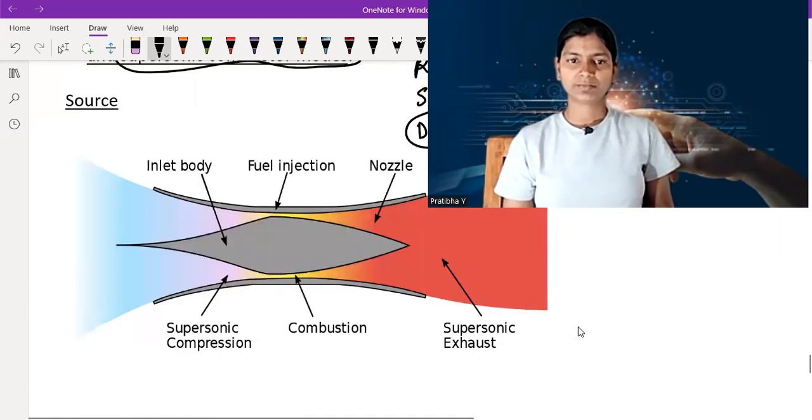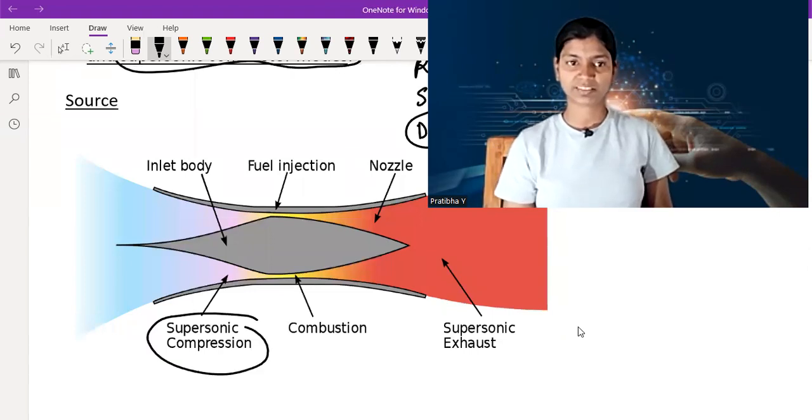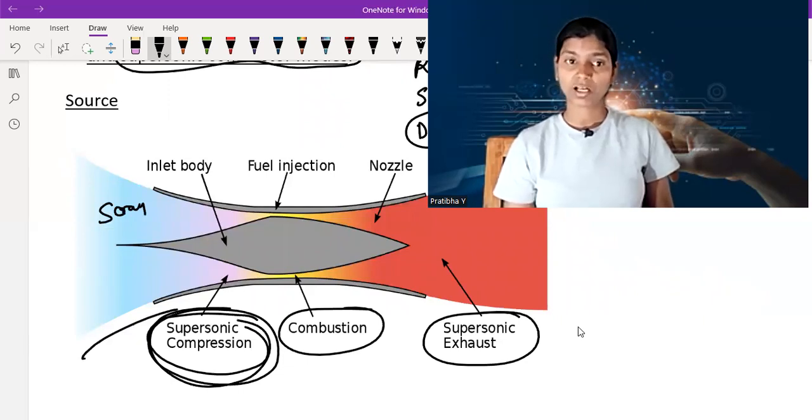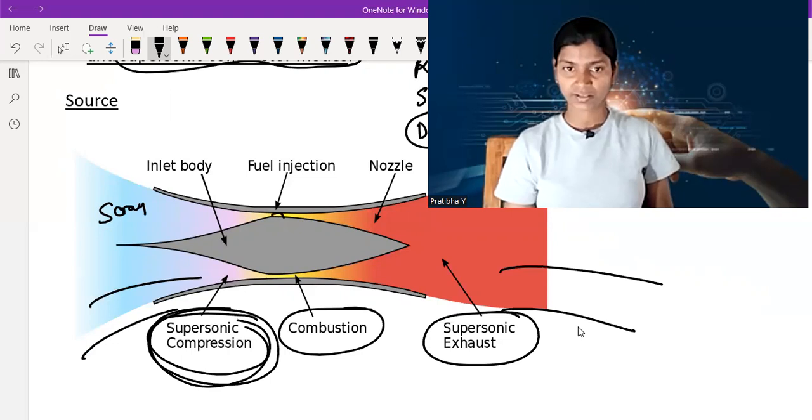Here you can clearly see supersonic combustion takes place. This is a scramjet. Supersonic combustion takes place: compression, then combustion, and then supersonic exhaust. Supersonic combustion, supersonic exhaust, hypersonic combustion, hypersonic exhaust, and here its combustion efficiency is also increasing.